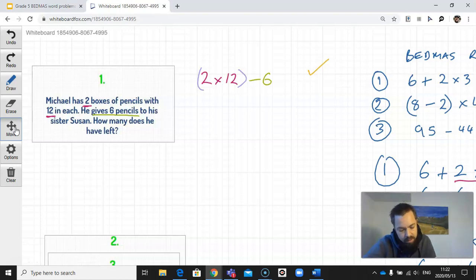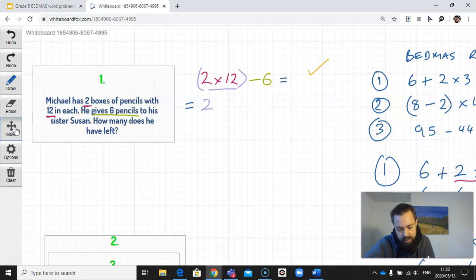Some teachers might ask you to write it like this: equals something, or equals a box, or just equals and then put your answer in at the end. We'll leave it like that for now. Okay, next we have to do the workings out. So if I remember Bedmas, brackets, yes, I have brackets, so I'm going to do that first. The step I'm going to do first is what's inside the brackets.